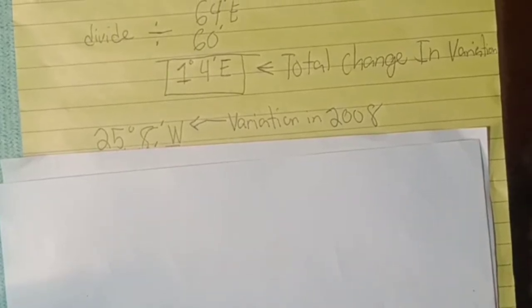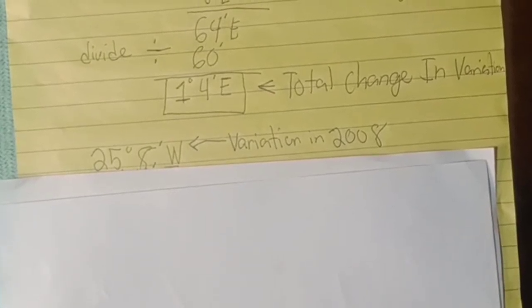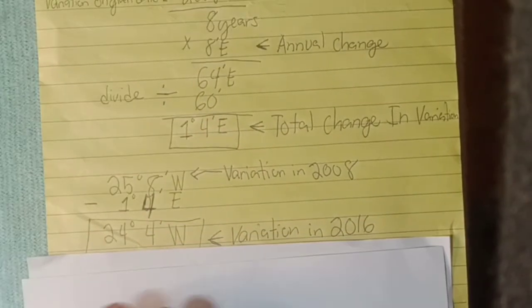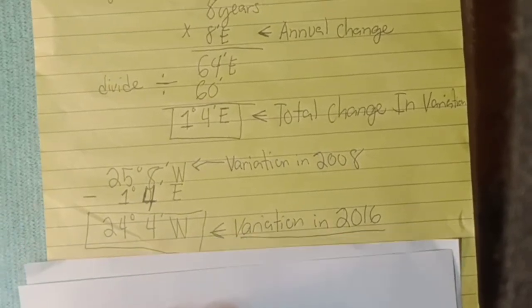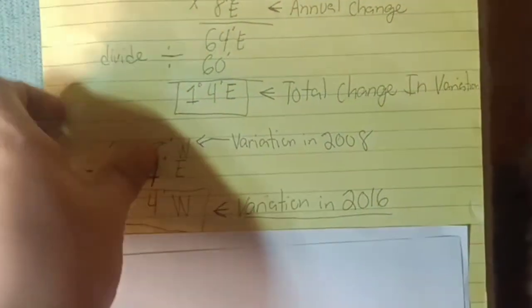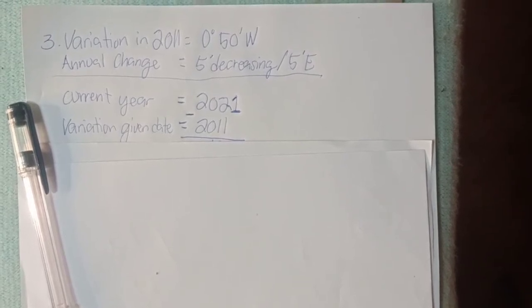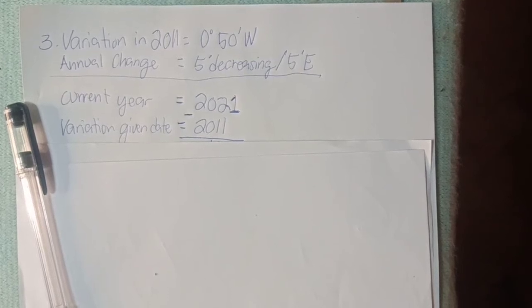So they are different sign. So we are going to minus it. So the answer is 24 degree 4 minutes west. This is the variation in 2016. So we are on the number 3 example in calculating of magnetic variation. If you want to try this to solve the variation in 2021, you can pause the video and play it again to check your answer if it is correct.